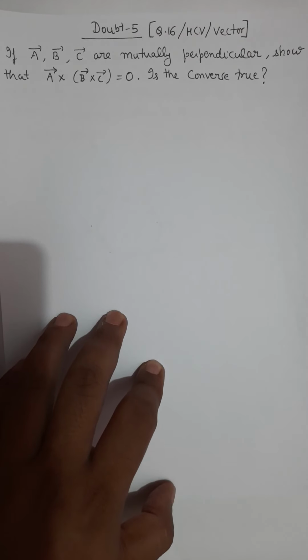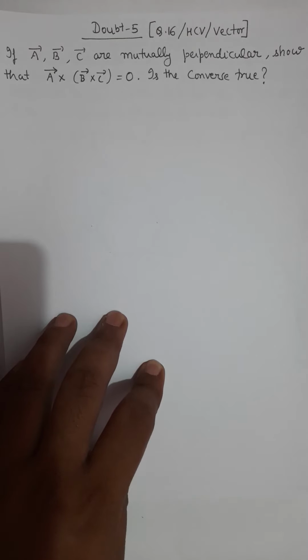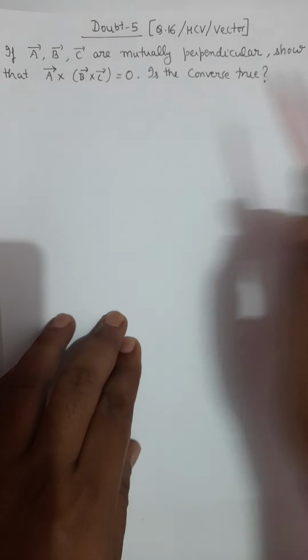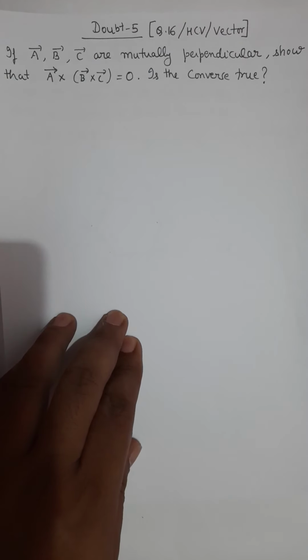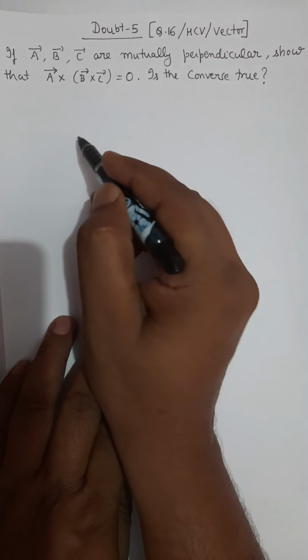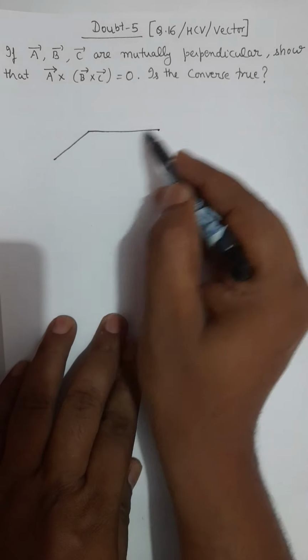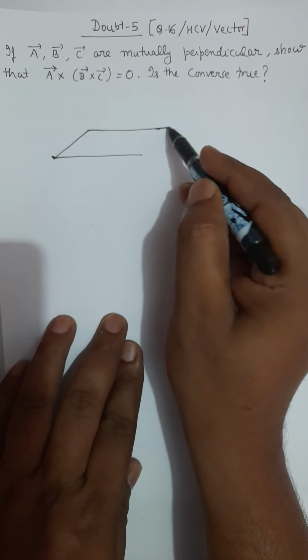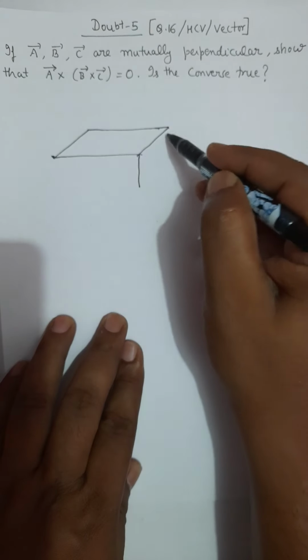As you can see, A, B, C are three mutually perpendicular vectors, and we have to prove that A cross B cross C is 0. So as per this question, A, B, C are three mutually perpendicular. I will first draw a surface for you. Let's say we have a surface like this. You can imagine this surface as the top of a tabletop.